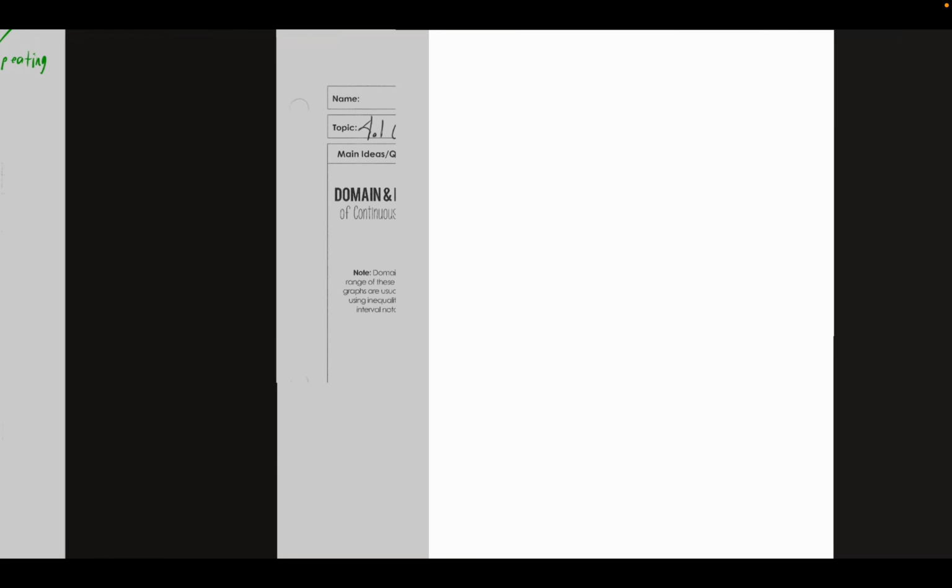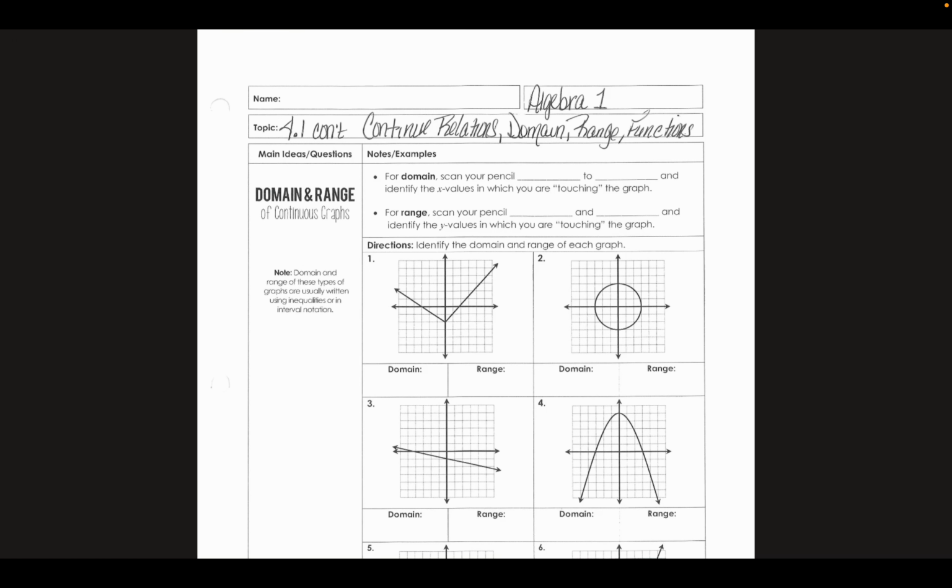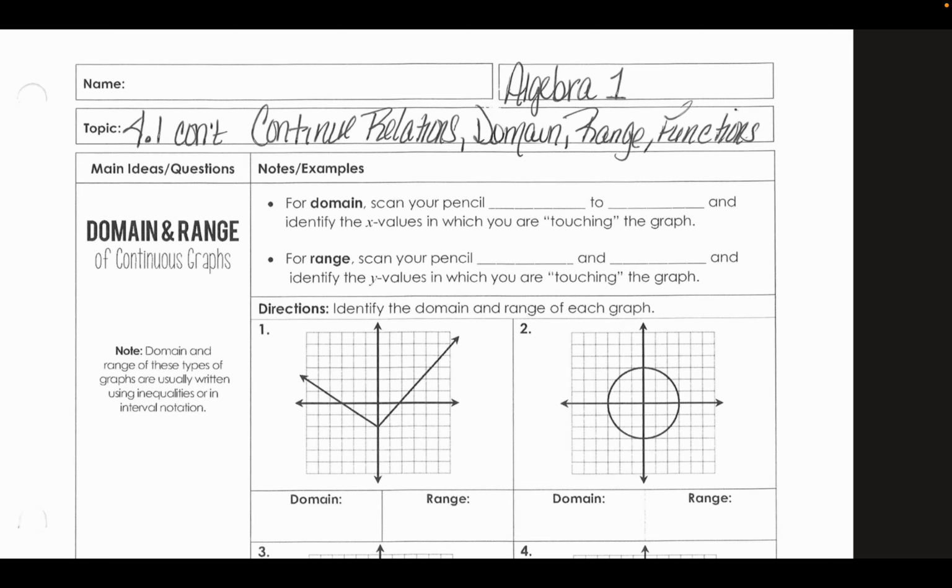Moving on to the next part. So once again, talking about domain and range, this time we're going to talk about domain and range for continuous graphs. So we just covered discrete graphs, aka when it's a bunch of points. What do we do when it's continuous, they're connected?